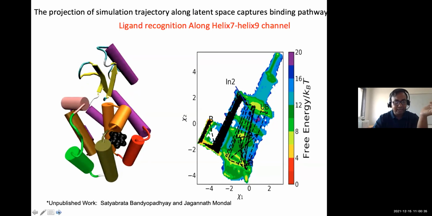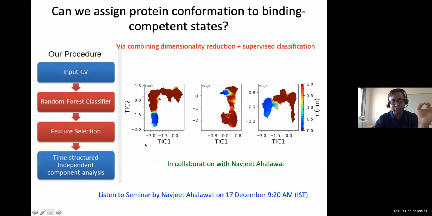So with that, I'm going to conclude, but finally I'm going to give you a teaser. There is something we are also trying to do, which you are going to hear in one of the talks on 17 December. We are trying to see whether we can put some supervised classification on this dimensional reduction to understand whether there is a binding-competent state unique to a particular protein conformation. That is something Navjit is going to talk about in a later lecture.